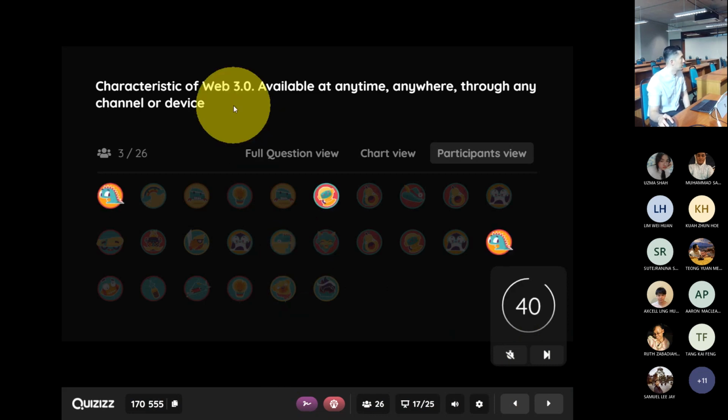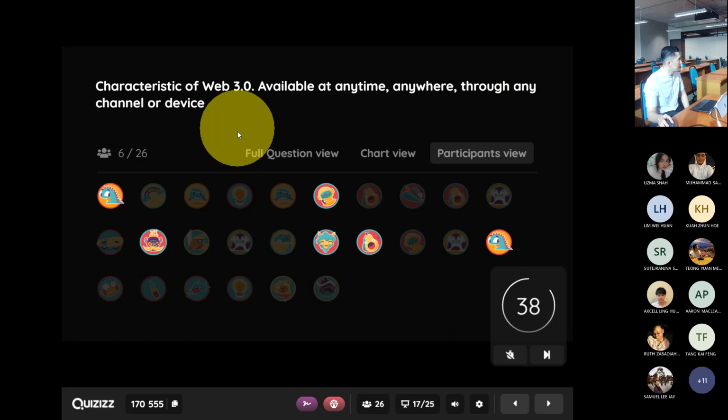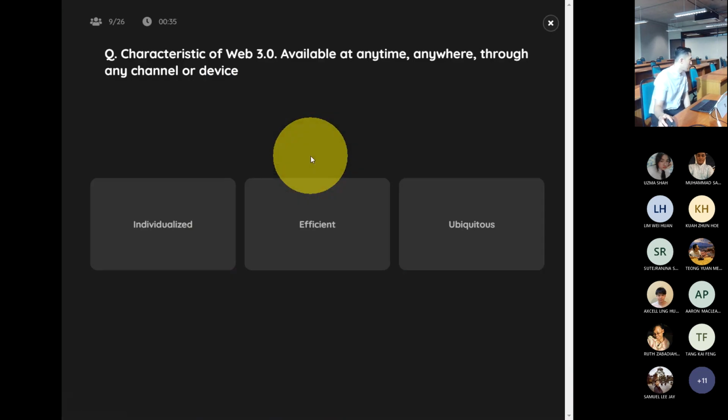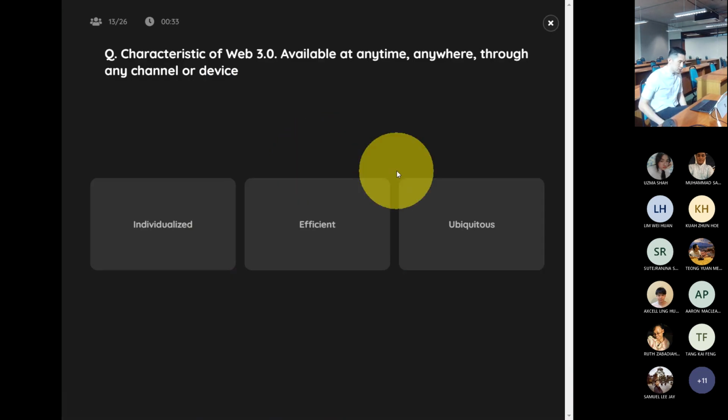Next question. Characteristic of Web 3.0: available anytime, anywhere, through any channel or device. So I showed you this briefly. It was in your content. It is in your slide as well. If you recall, what does this word mean? Which term does this refer to? Available anytime, available anywhere, available through any channel.